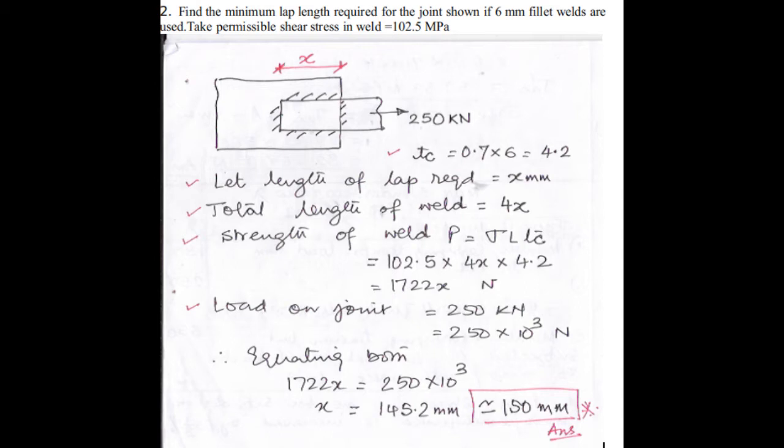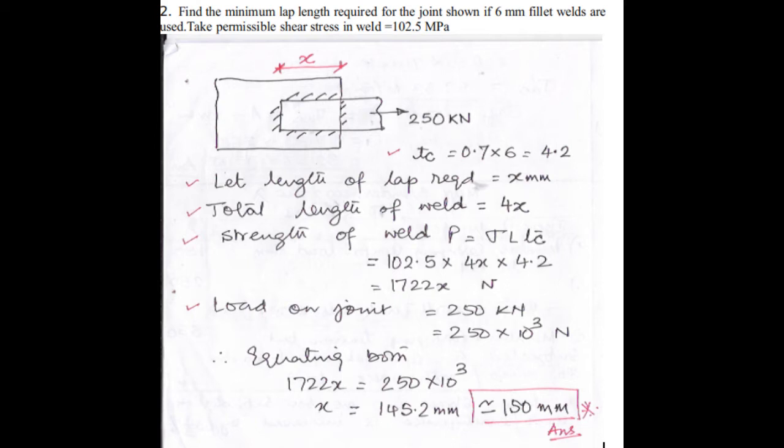So the total length of the weld, as per the given diagram, will be 4x. Because if you see the shaded part, the inclined line drawn over here, there are 4 surfaces where the inclined or shaded line is there. So x plus x plus x plus x, so 4x will be the length of the weld.